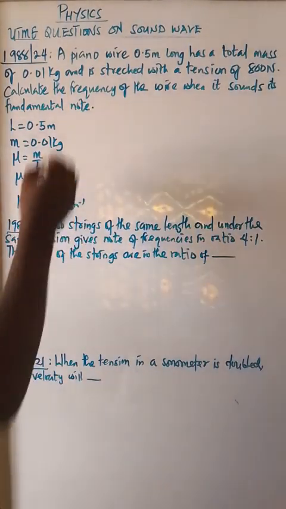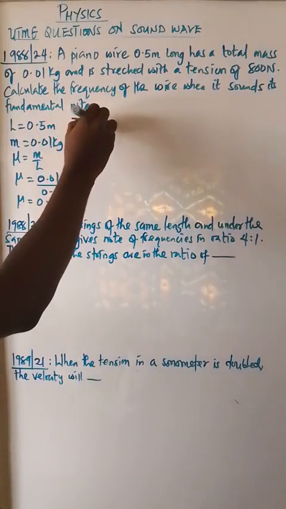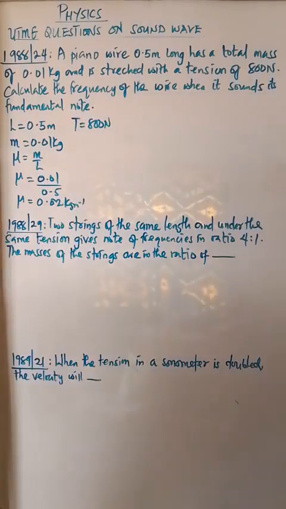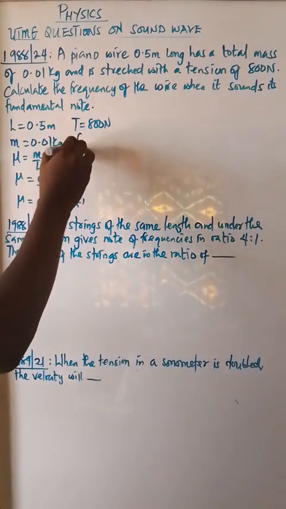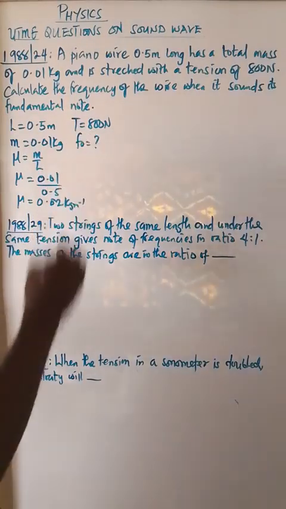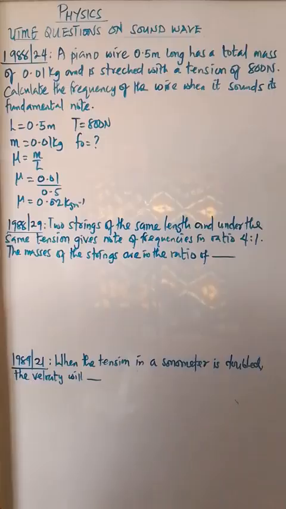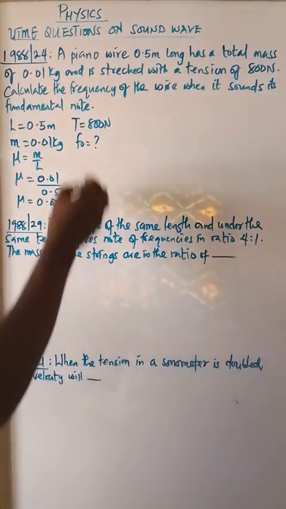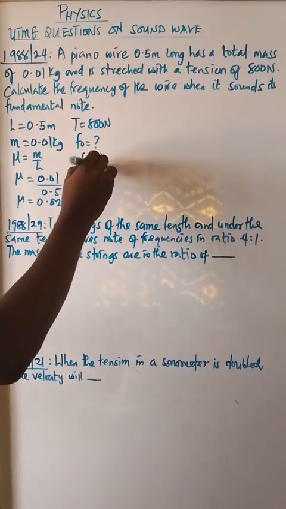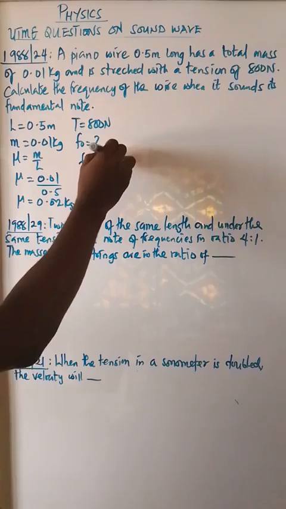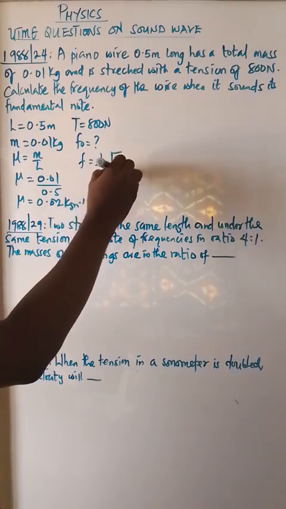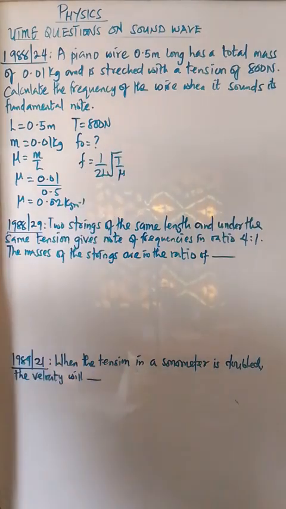A wire is stretched to a tension of 800 Newton. Calculate the frequency of the wire when it sounds its fundamental note. For a stretched wire or string, the fundamental frequency is 1 over 2L root T over mu. We've done this, so check the lecture.